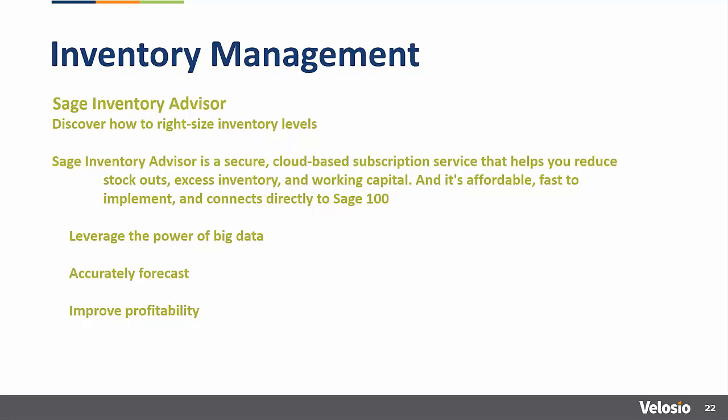Sage Inventory Advisor is a fantastic product for you guys that are tracking inventory. I love it. Basically, it's a cloud-based subscription. It looks at your inventory, your purchasing habits, and your sales needs, and advises you when you need to buy things, identifies trends and needs, and forecasts your production to ultimately improve your profitability. Those are the cloud-based solutions that we're offering at this point.